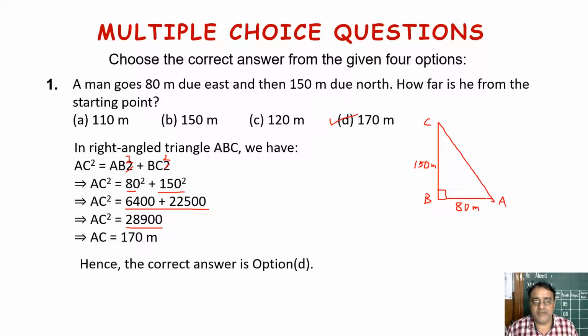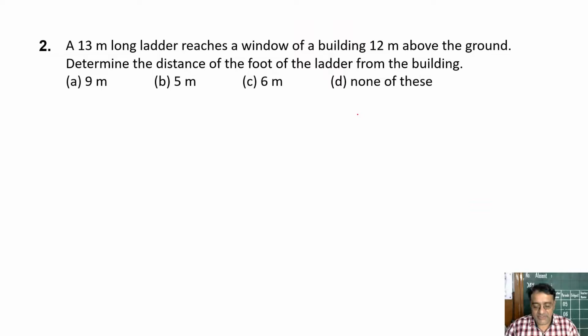Now we are moving toward question number 2. A 13-meter long ladder reaches a window of a building 12 meter above the ground. Determine the distance of the foot of the ladder from the building. एक rough diagram draw करेंगे. Okay. So this is the ladder and this is the building, height of the building, and we need to find the foot of the ladder from the building, that is BC.